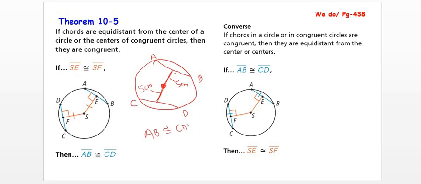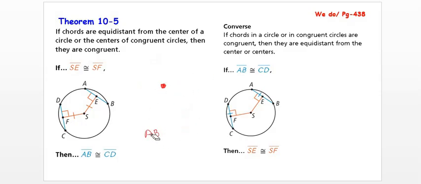Here if you look at the diagram that they have drawn for you, there are these line segments, from S to E and from S to F. These two line segments show the distance from the center to the chord. You can see this symbol, which means these two distances are equal. So we know that line segment SE is congruent to line segment SF.